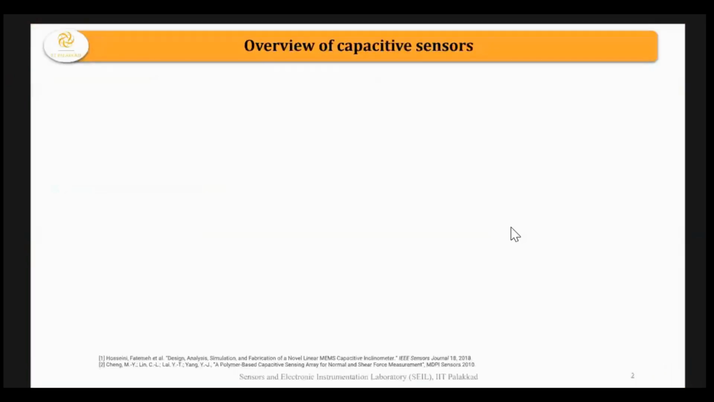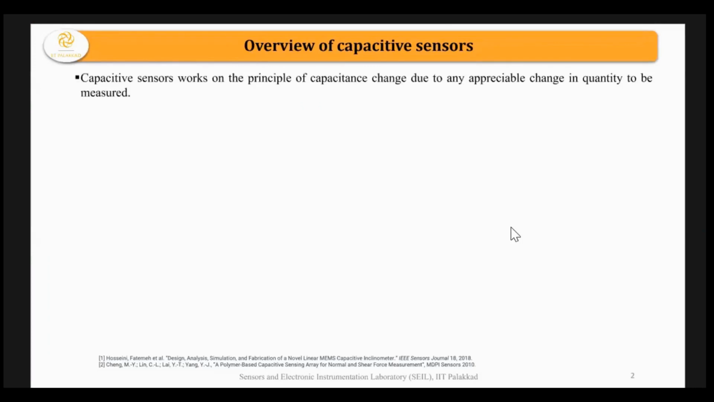Before coming to the topic, let me give an overview of capacitive sensors. Basically, a capacitive sensor is a variable capacitor whose capacitance changes with respect to the measurand. There are a variety of capacitive sensors available. Differential-type capacitive sensors are one among them.